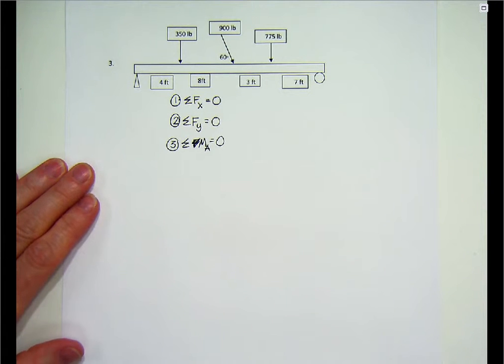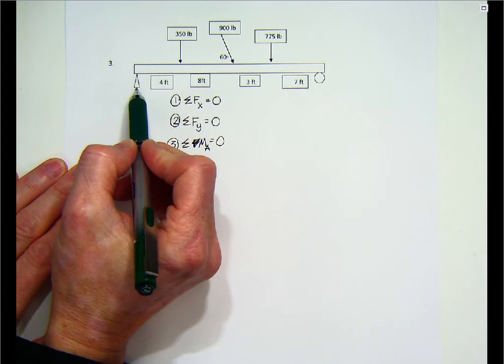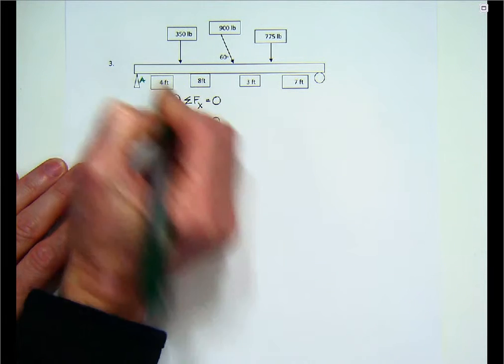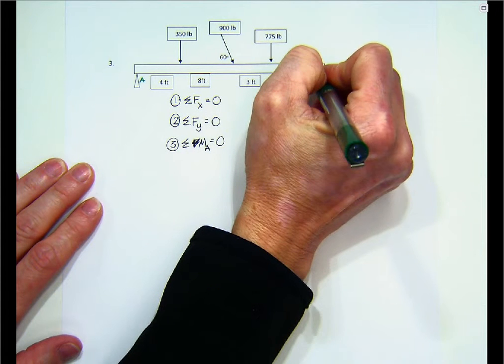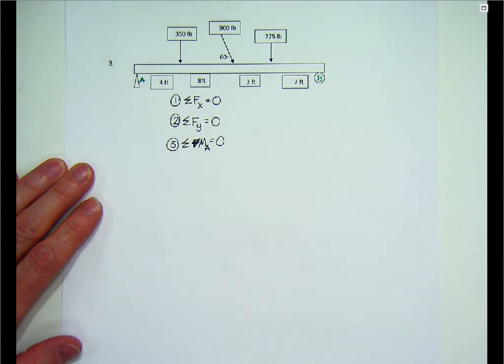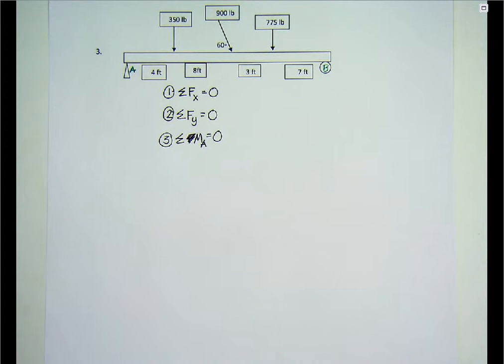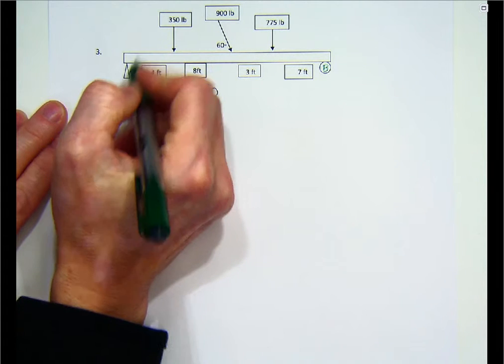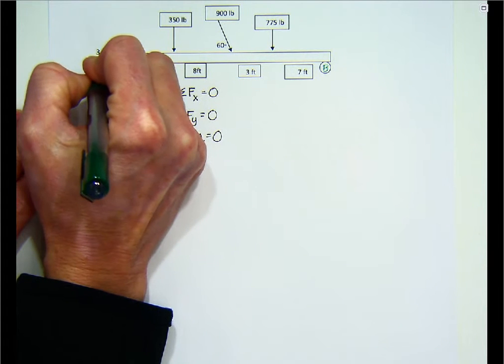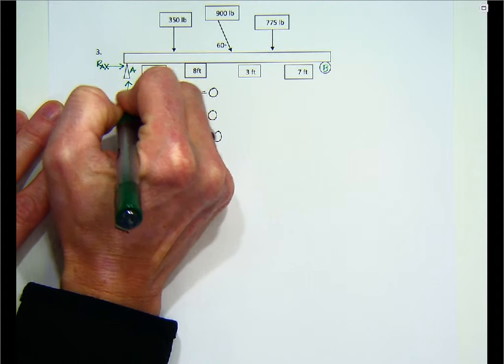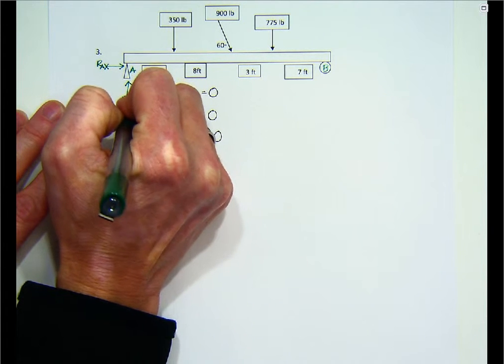Okay, so just for a common reference point, notice we have a pinned connection here, and I'm just going to call it A because it's on the left. And this connection over here is a roller, and I'm going to call it B because it's on the right. And we are going to draw in our reaction forces. Remember, if it's pinned, it's going to have a reaction force at A in the x direction, and it's going to have a reaction force at A in the y direction.